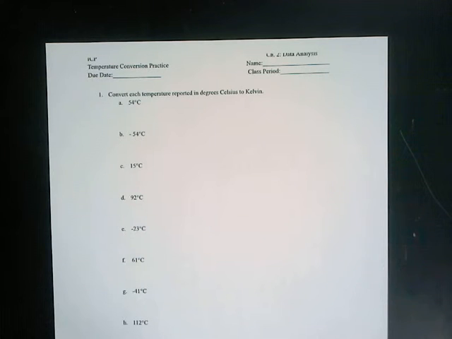Today what we're going to work on is some extra temperature conversion practice. So remember in notes we converted from degrees Celsius to Kelvin and vice versa, from Kelvin to degrees Celsius. So we start out here on this front side, and it says we have these values reported in degrees Celsius, but we want to convert them to Kelvin.